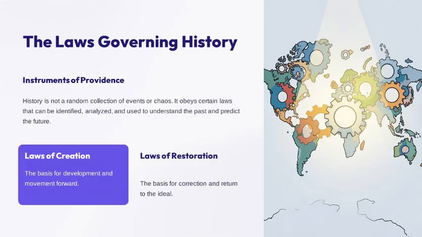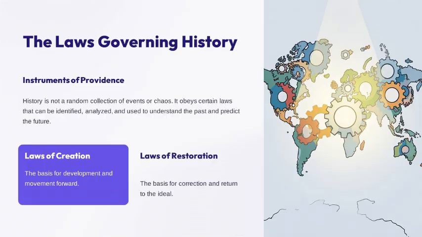If history is not chaos, then what governs it? What are those invisible springs that move nations, civilizations, and eras? The answer is simple. History is governed by laws. But these are not the laws passed in parliaments. These are objective principles embedded in the very structure of existence.